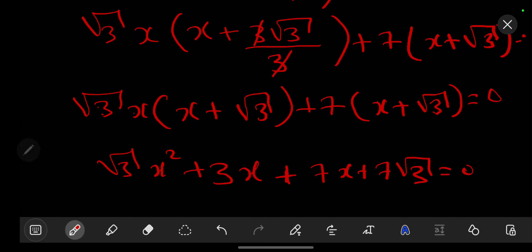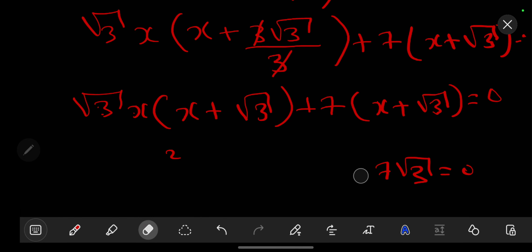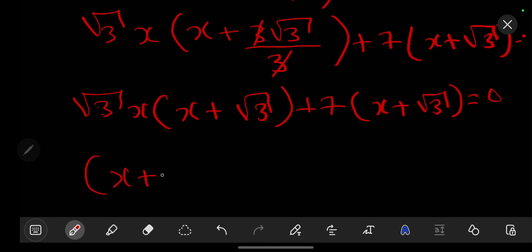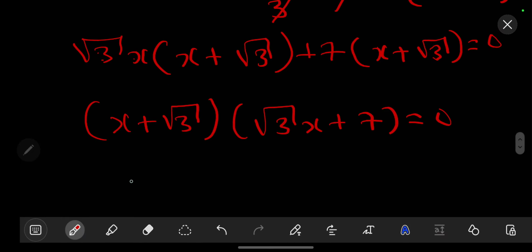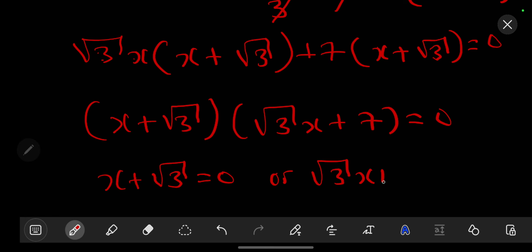That's the good part of factorizing. So now when we have such a situation, we take the brackets. So we are going to have our x plus the square root of 3, one bracket, and the other one will be the square root of 3x plus our 7, so should be equal to 0. Finding the values, we are going to say our x plus the square root of our 3 should be equal to 0, or the square root of 3x plus our 7 should be equal to 0.